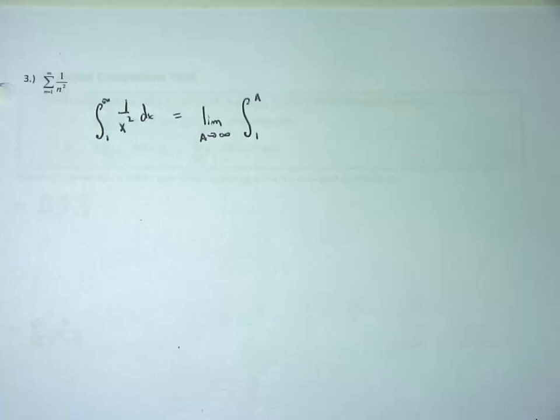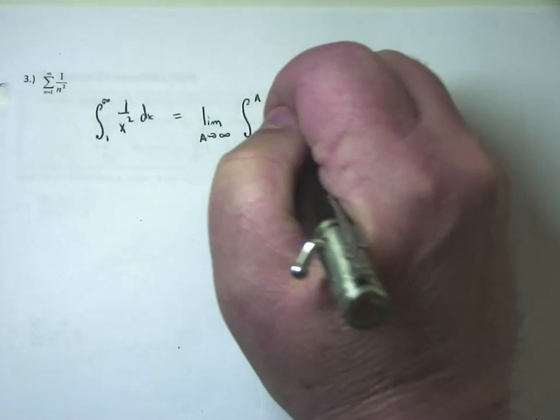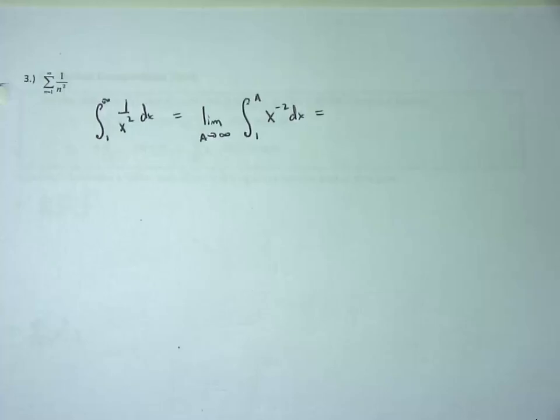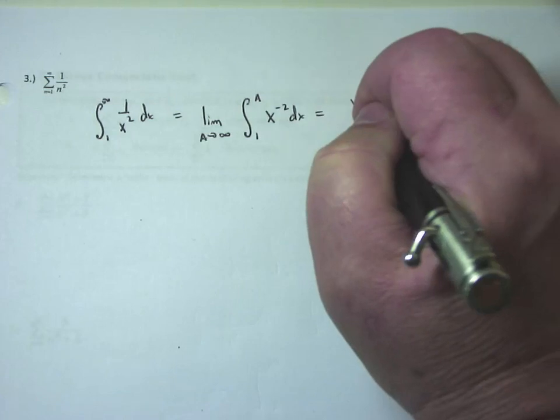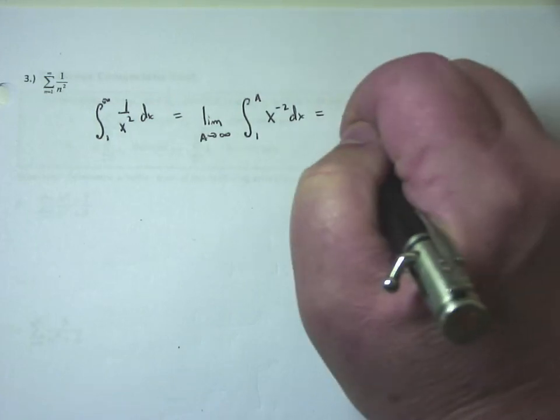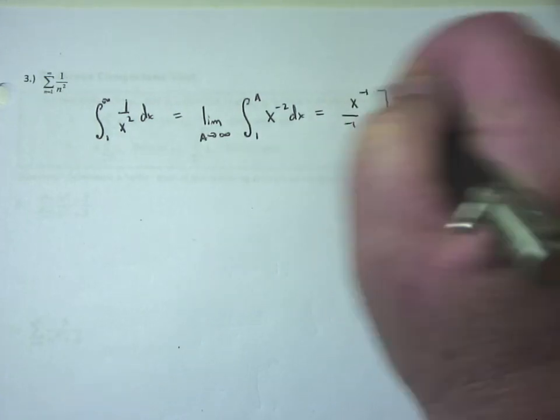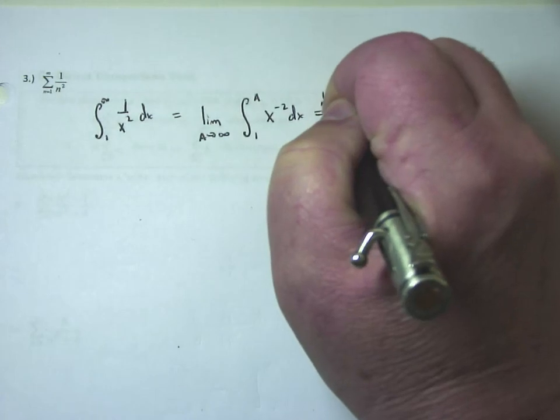I'm going to clean this up. I don't like 1 over x squared. I don't like stuff in the denominator with a power. Bring it to the top. It becomes x to the negative 2 dx. First rule of integrals, add 1 over add 1, power rule. Here it is. The integral of x to the negative 2 is going to be x to the add 1, negative 1, over negative 1, evaluated from 1 to a, with, of course, your limit as a approaches infinity out front.